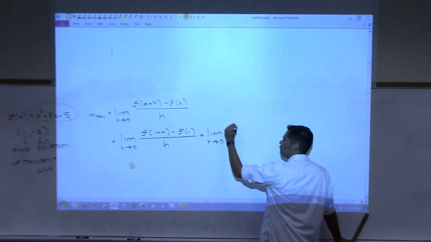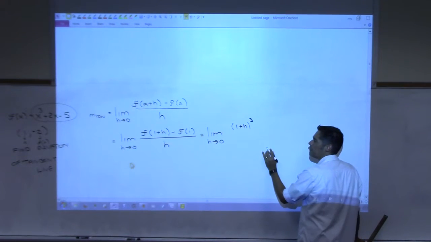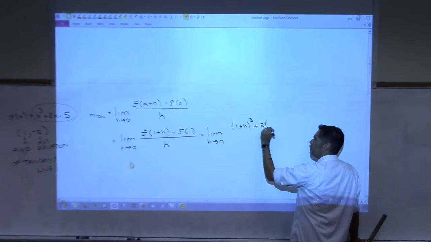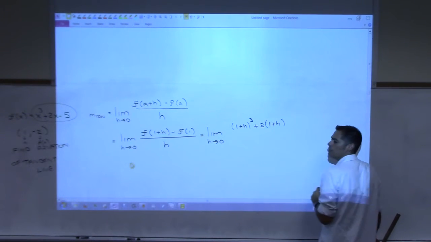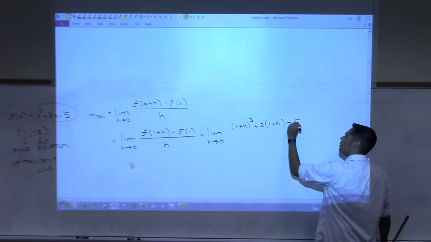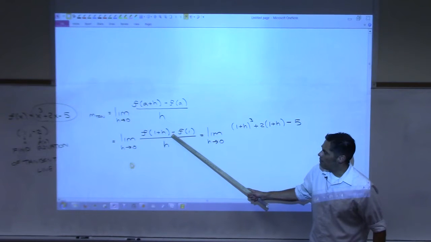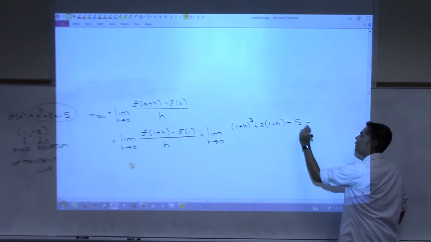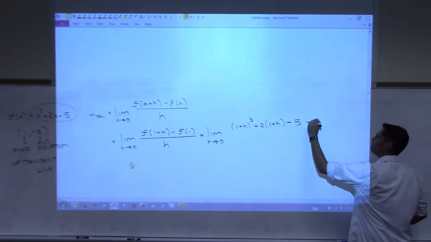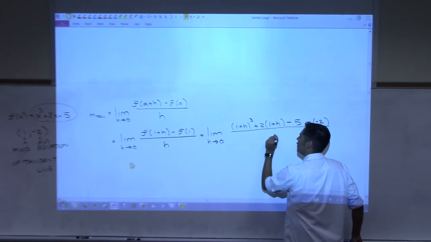1 plus h cubed, plus 2, and then in parentheses, 1 plus h. Subtract 5. Okay, so that's just your top left, right? That's just this piece. Now, minus f of 1. We already know f of 1 is negative 2. And then all of this divided by h.